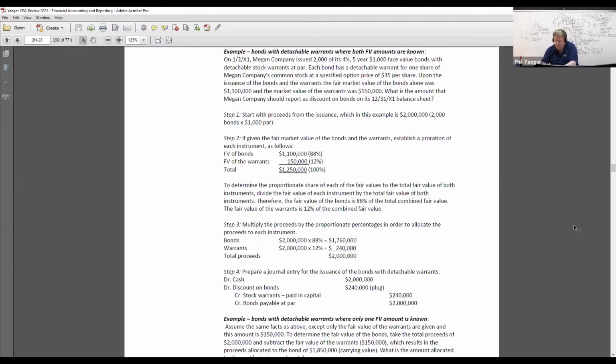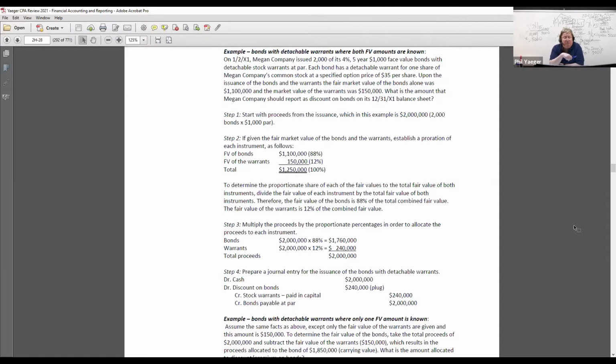Now, what you do is prepare a journal entry for the issuance of the bonds with detachable warrants. Let me tell you this. When you set up the portion of the proceeds that goes to the detachable warrants, you credit paid in capital stock warrants. What type of an account is that? Paid in capital, right? Where does that go? What financial statement? Balance sheet, in the paid in capital section, right?